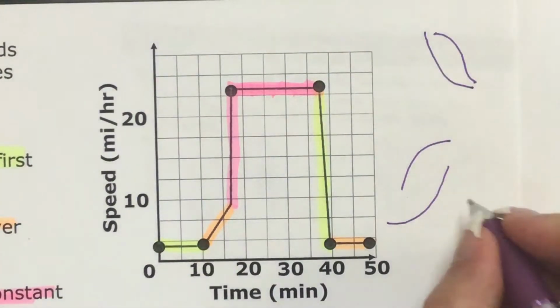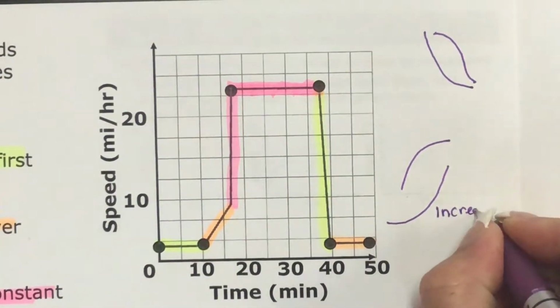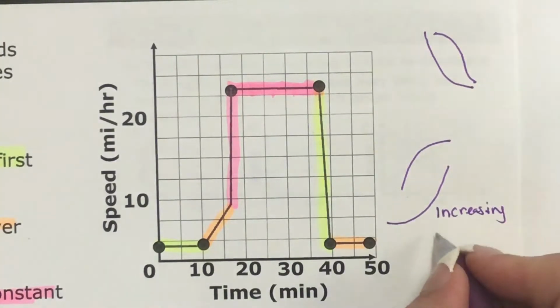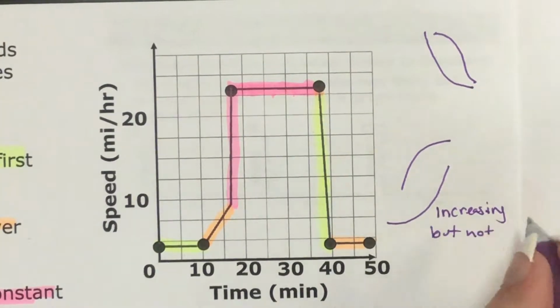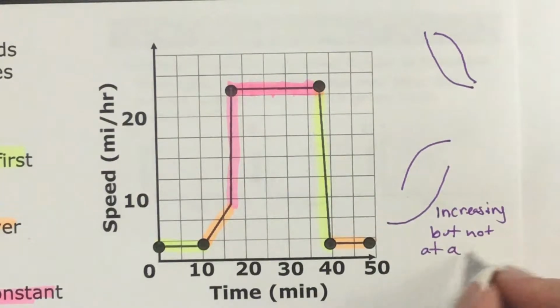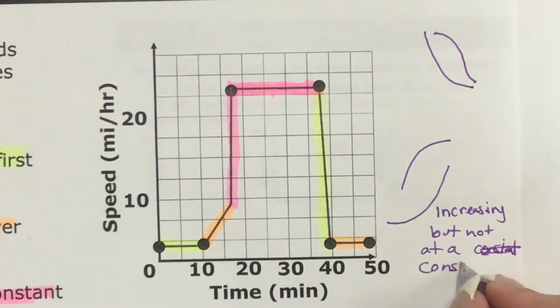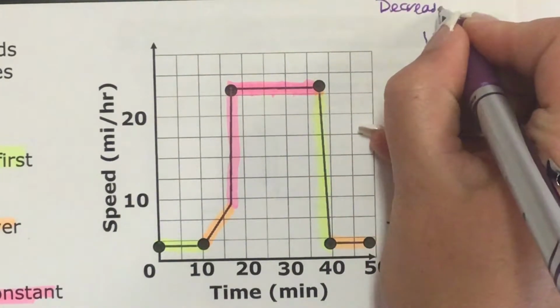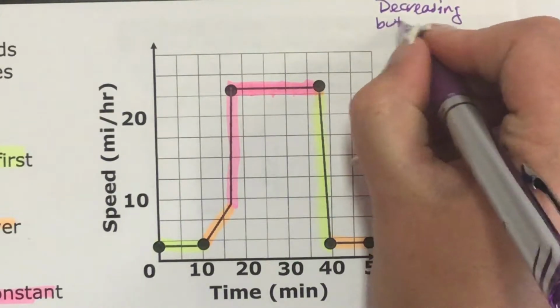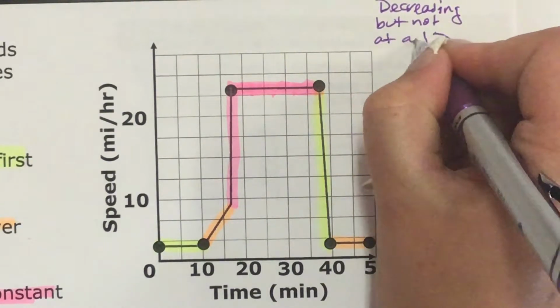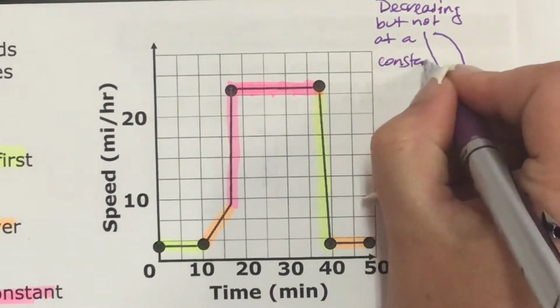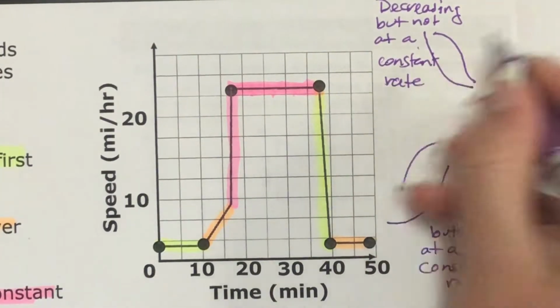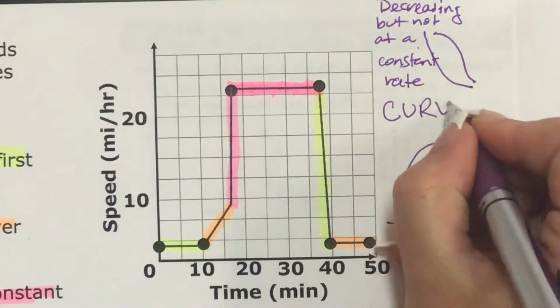So this would be increasing, but not at a constant rate. And this would be decreasing, but not at a constant rate. So whenever it says that, you know that what you're going to be dealing with is a curved line.